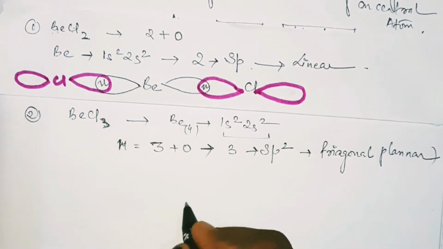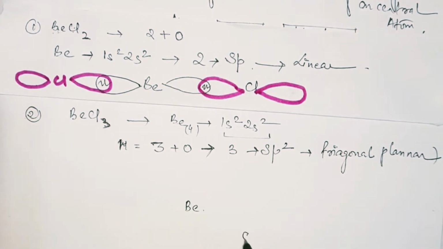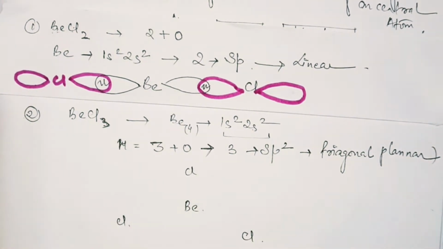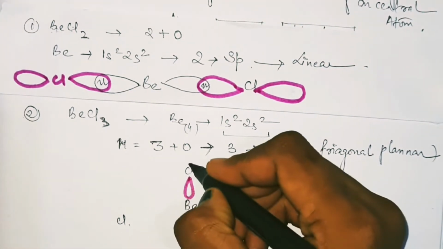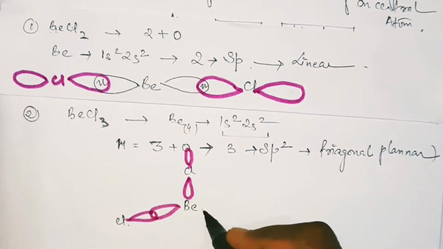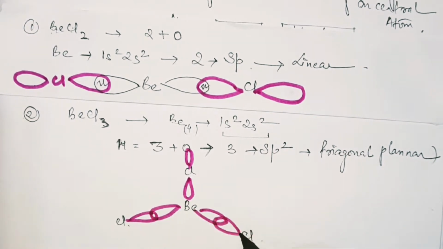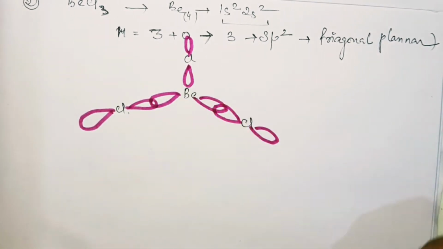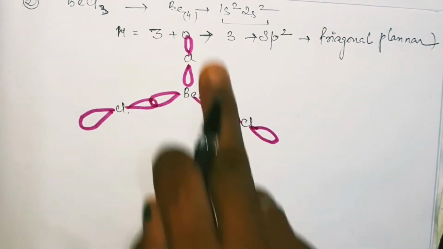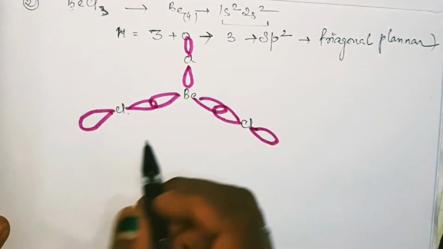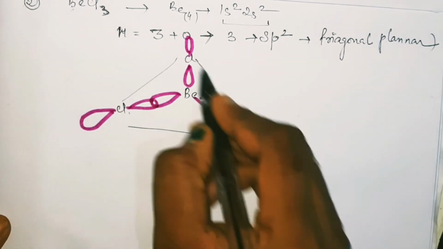Now this beryllium we will be showing like this, with one Cl. It will be showing this way. Why p? Because the chlorine valency is more, so the p orbital of chlorine actually gets into hybridization, and the s orbital of beryllium, so that's why it is sp2, and hence trigonal planar.